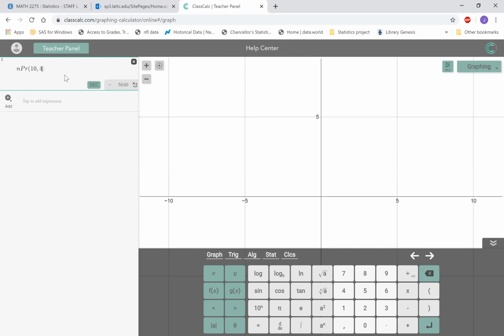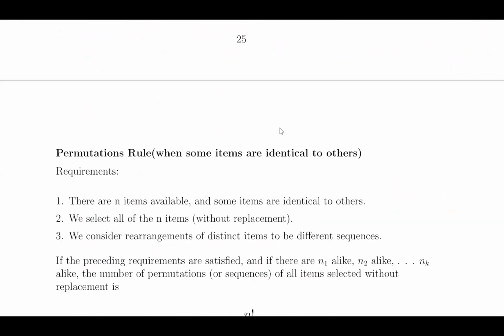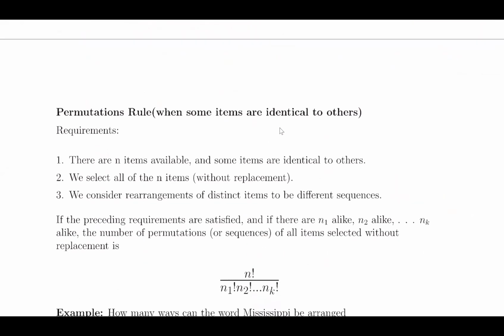Any questions in regard to permutation? Sweet. All right, so I'm going to go back. Let's go back to my iPad. We're going to go on to page 25. Oh, sorry, page 26.